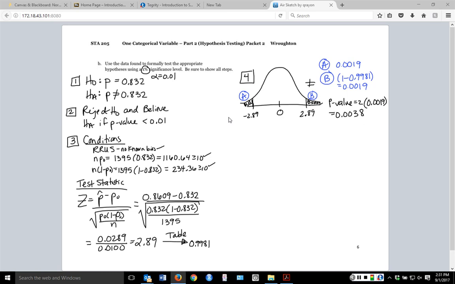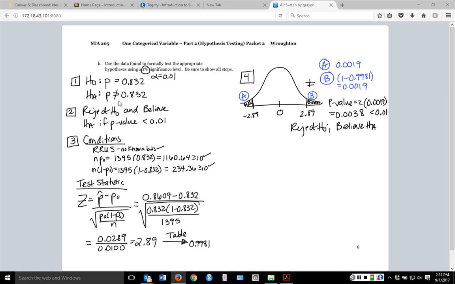Again, after step 4, all of your math is done. Now it's just making our decision. So going back to step 2, we have a p-value of 0.0038. Is that less than 0.01? That only has 1 zero in it, so yes, that is less than 0.01. So we will reject the null hypothesis. We will believe the alternative hypothesis, which means we believe p is not equal to 0.832.